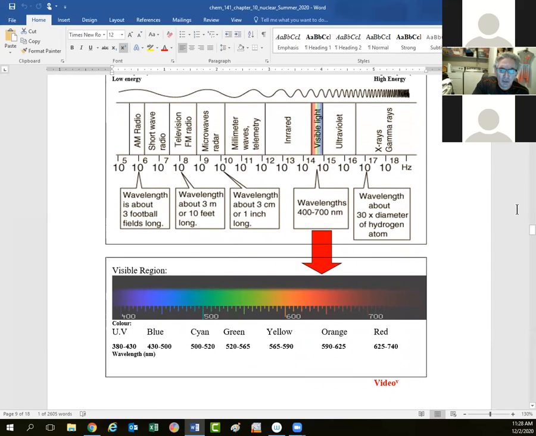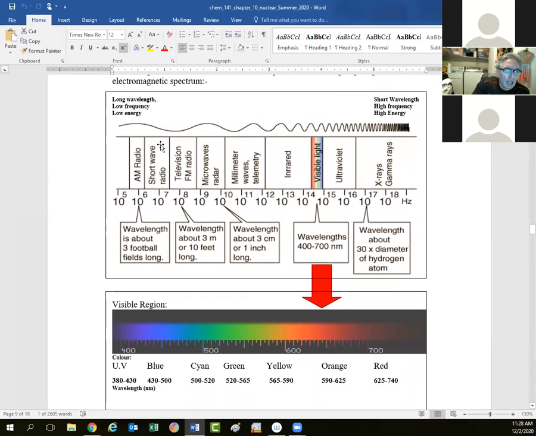So if we put it into perspective with the other forms of radiation, the longest wavelengths are things like radio waves and television waves. We get down into microwaves as the wavelength decreases. We eventually get into the infrared region, which is just on the near range of visible light. And we have visible light itself. And then on the far range of visible light is ultraviolet light.